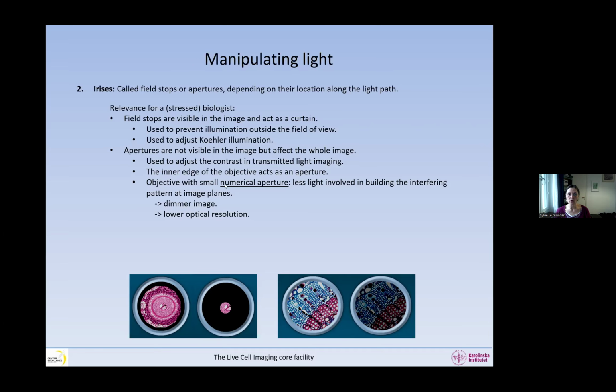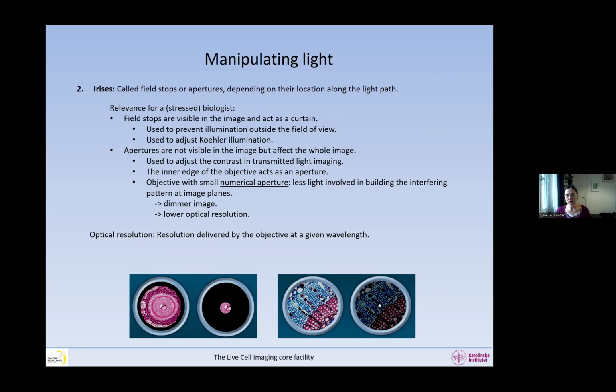When we have a small numerical aperture objective, less light is involved in building the interference pattern in the image plane. So our images are going to be dimmer, and then we're also going to have a lower optical resolution. So the numerical aperture of the objective is something we're going to talk about throughout the course. And now you know what it does. It actually modifies the whole image because it's an aperture, okay?